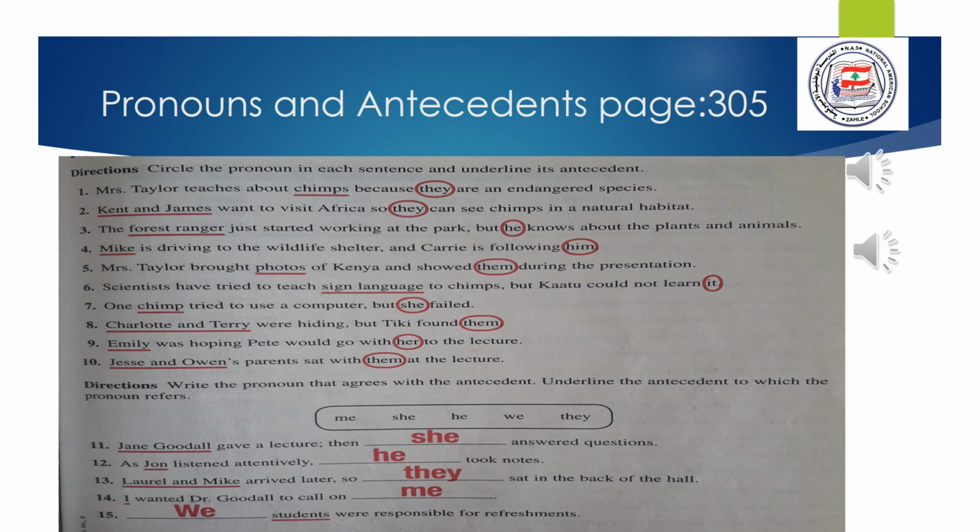9. Emily was hoping Pete would go with her to the lecture. Her refers to Emily. 10. Jess and Owen's parents sat with them at the lecture. Them refers to Jess and Owen.